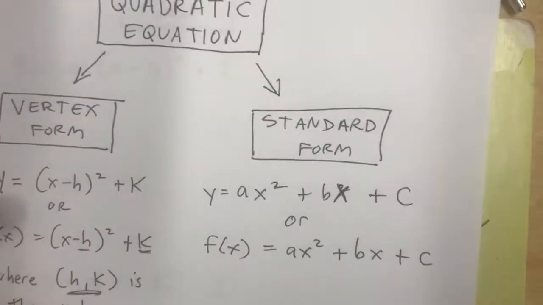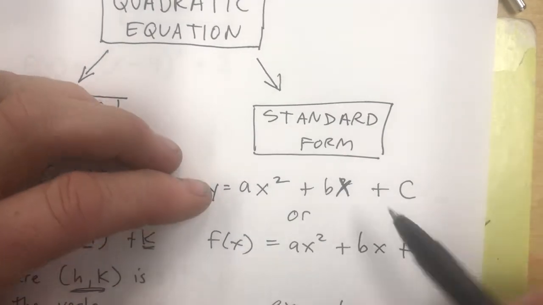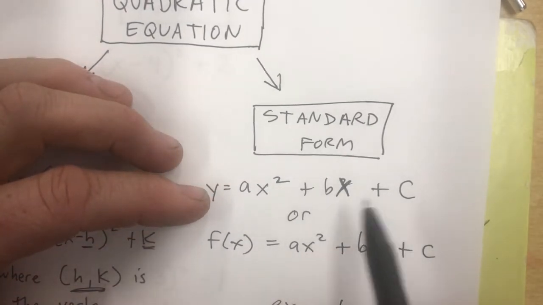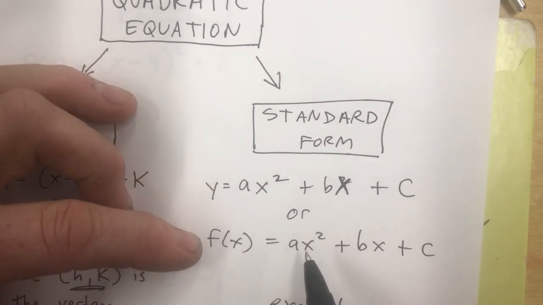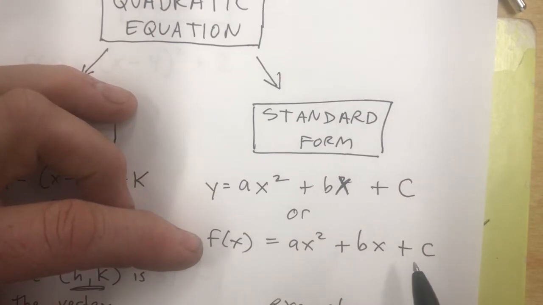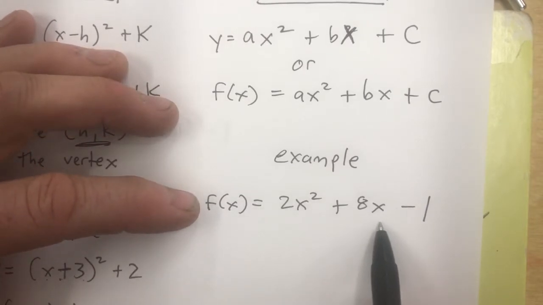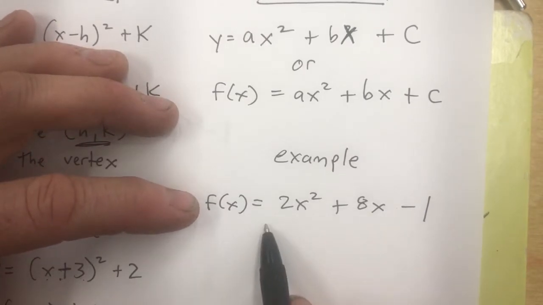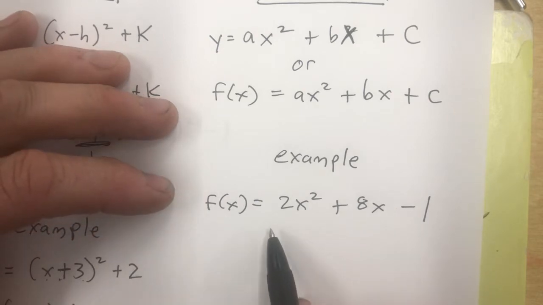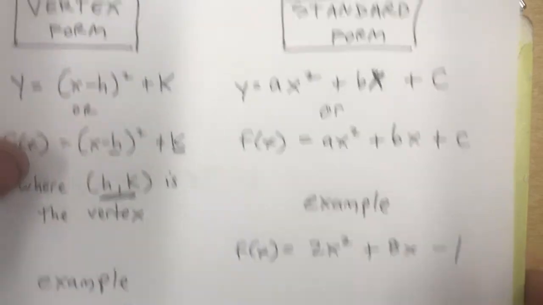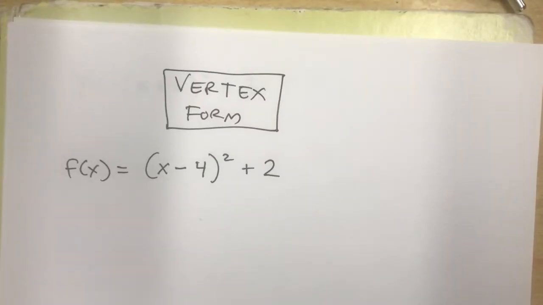Now in standard form, it's written in descending order: ax squared plus bx plus c, or f of x equals ax squared plus bx plus c. Here's an example: f of x is 2x squared plus 8x minus 1. This is standard form, and finding the vertex on that is a little bit harder than with vertex form. But anyway, let's look at vertex form.